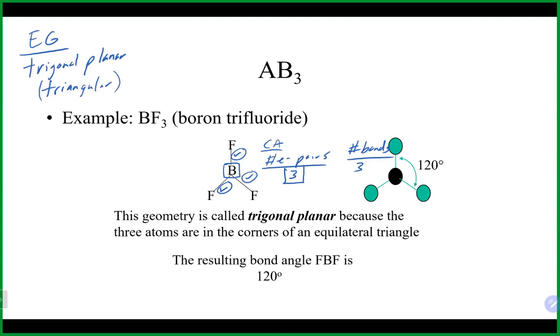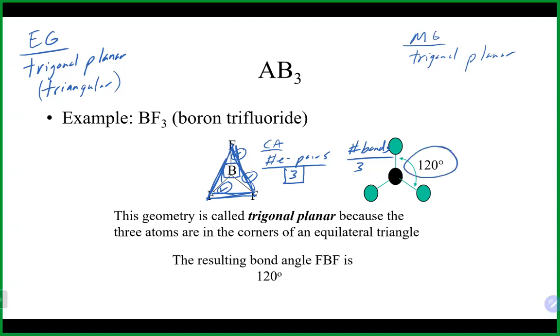Because, again, these are all bonded atoms. As those electrons move, so do the atoms. And the molecular geometry will also be trigonal planar. They call it triangle because it makes a nice equilateral triangle basically happening there. Bond angle is 120 degrees.